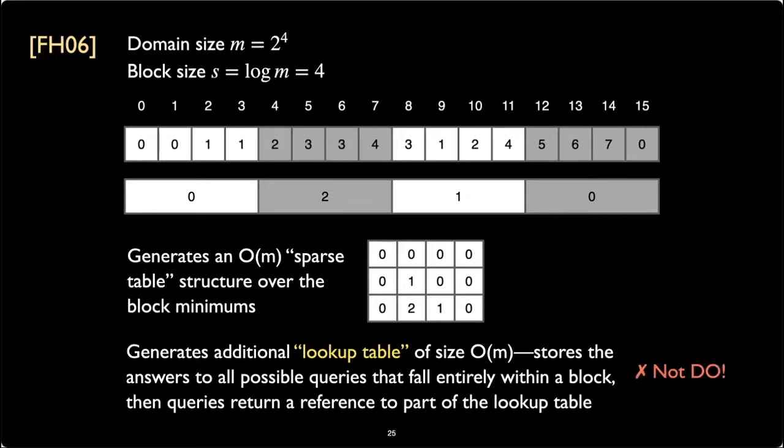Now, the reason why this scheme is not data oblivious is because the lookup table returns different references to different parts of the lookup table if the underlying plaintext contents of the database have changed. This does not satisfy the leakage requirements of the data oblivious definition.